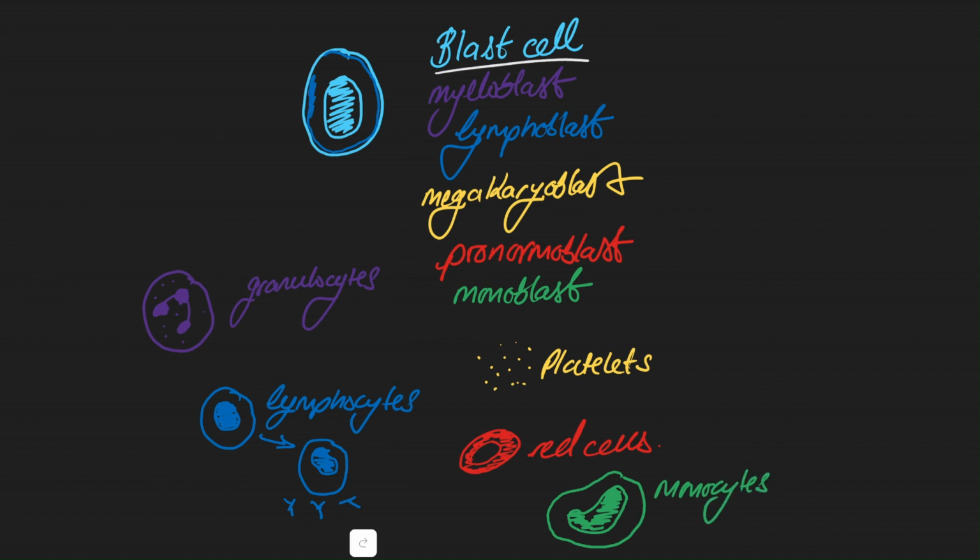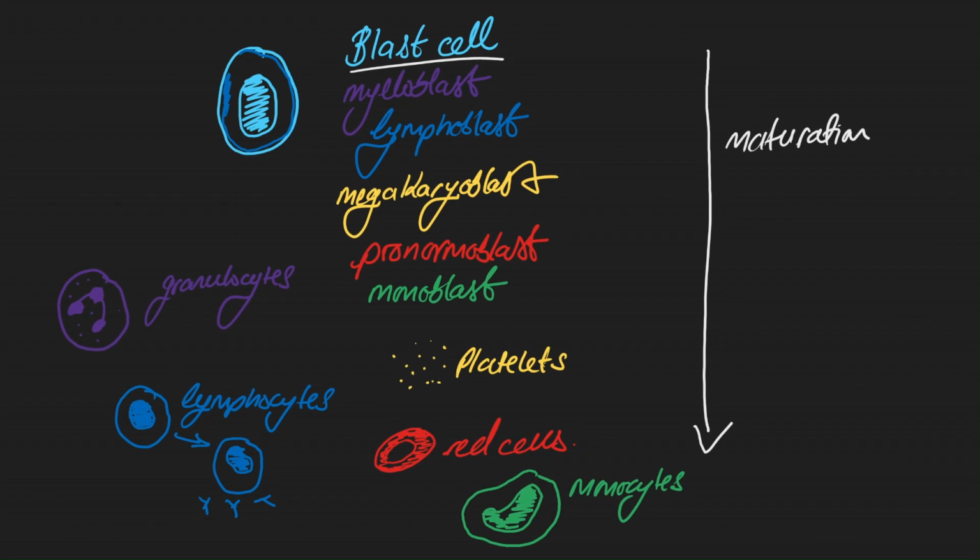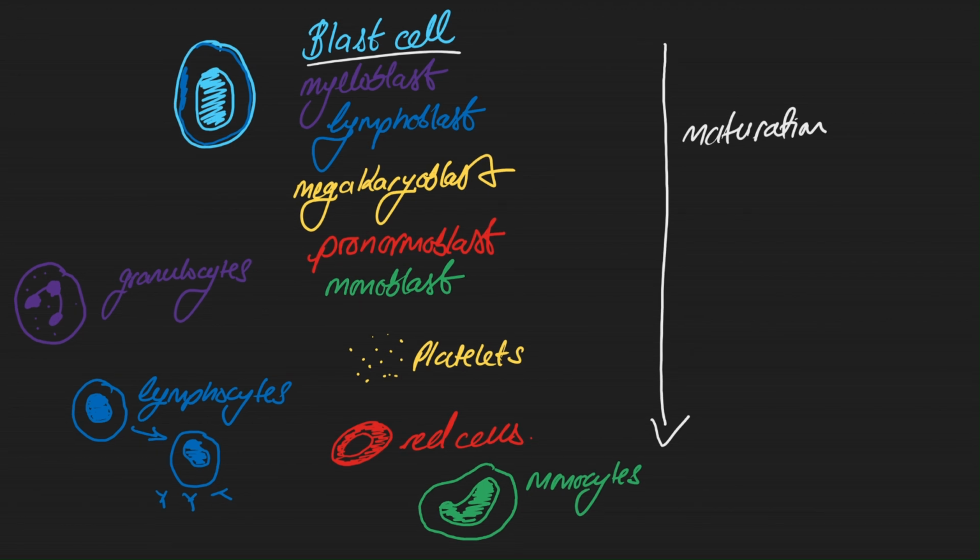The blast cell at the top of this screen is an immature cell, whereas all of the cells mentioned at the bottom, whether it's your granulocytes, your lymphocytes, your monocytes, etc., are all mature cells. To go from the immature cell to the mature cell is a multi-step process, which for the purpose of this video I will not go into. You may have heard how the myeloblast forms the neutrophil, for example, by going through the steps of becoming a promyelocyte, a myelocyte, a metamyelocyte, etc. This process of the immature turning into mature is known as maturation.